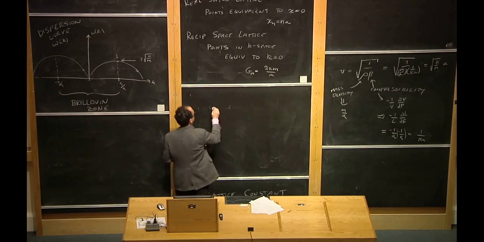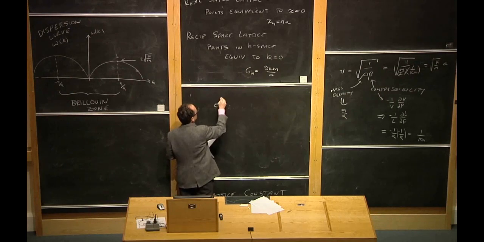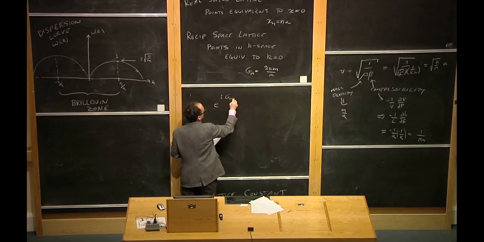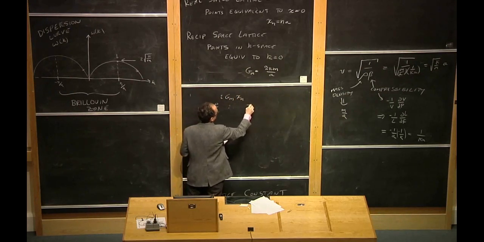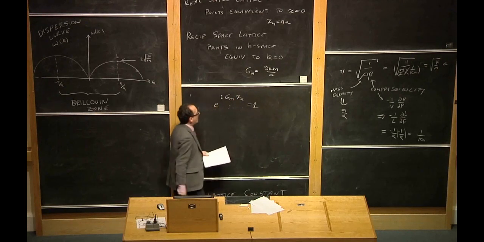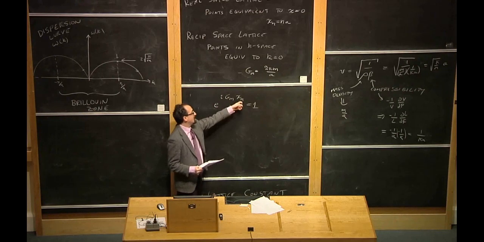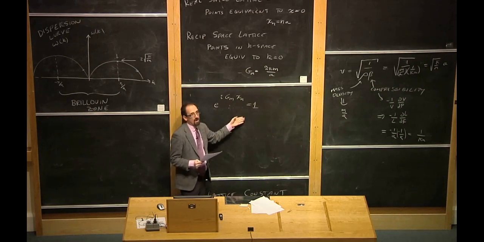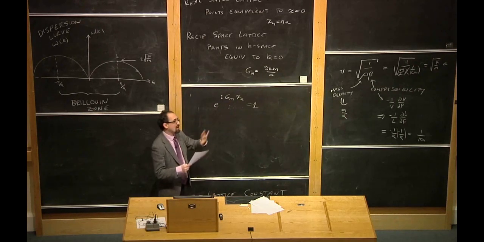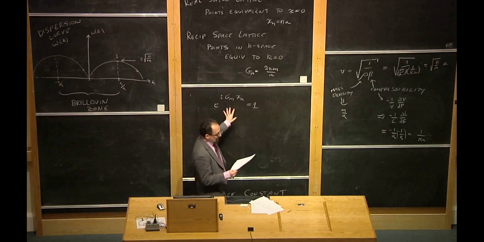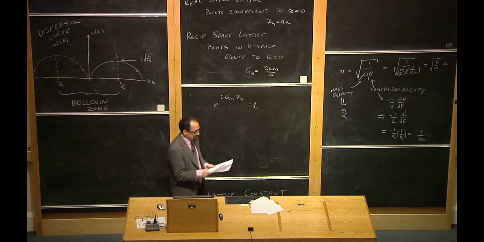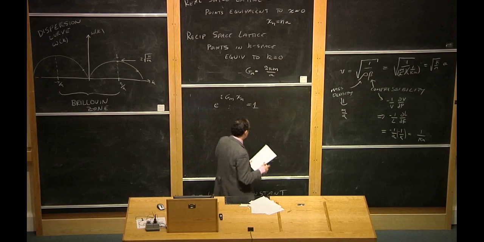Now, it's actually something that is kind of interesting and will be important later on this year: e to the i G_m x_n is always equal to 1 for all of the points in the direct lattice and all the points in the reciprocal lattice. You can choose any combination of those points, and it will always give you 1. In fact, we're going to use that property when we go to higher dimensions as a way to define the reciprocal lattice, so sort of put it in the back of your head.